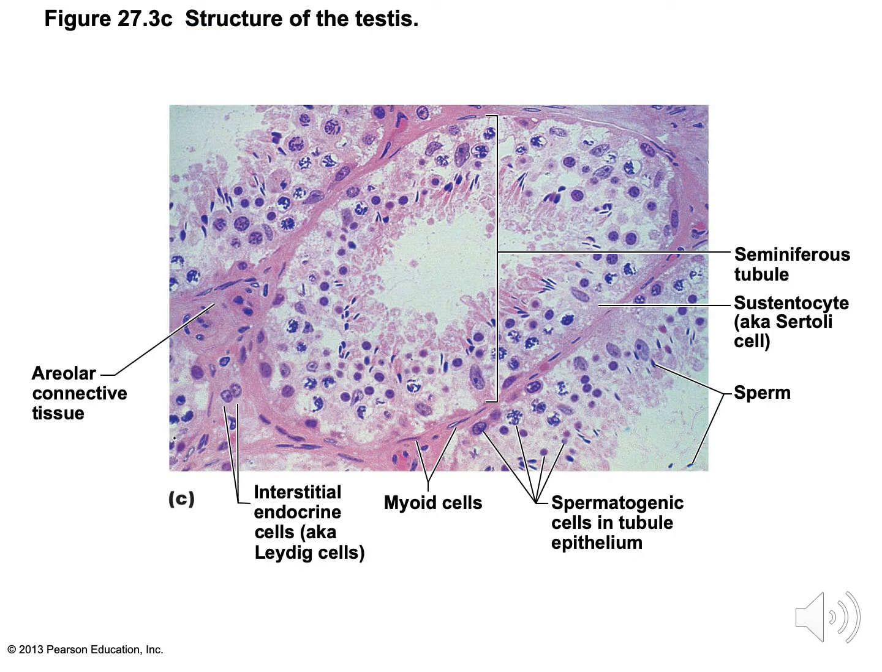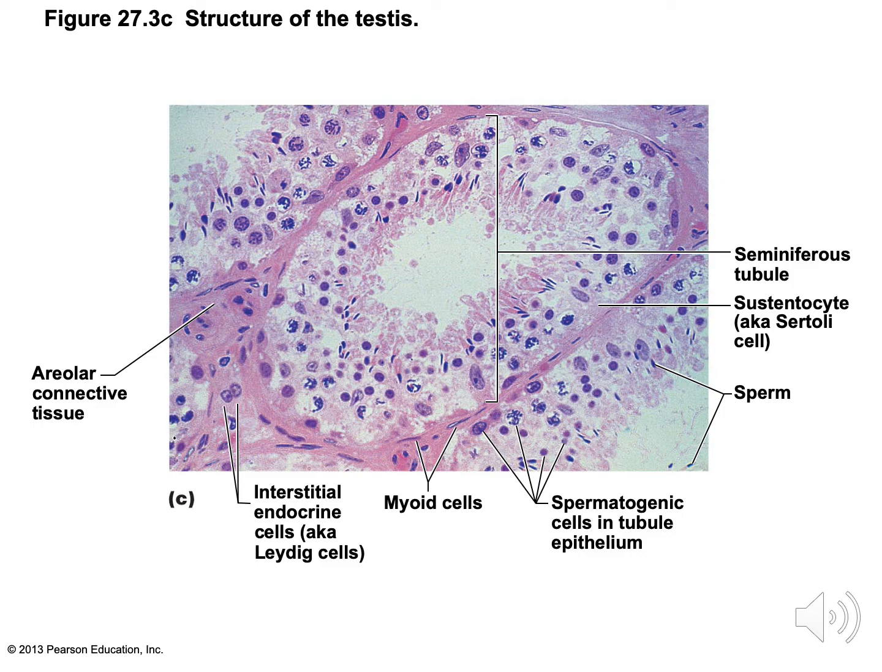Next, I want us to take a look inside of a seminiferous tubule. This would be found inside of the testis, and this is a cross-section of a seminiferous tubule. On the outer rim of those seminiferous tubules, along the outer perimeter, you've got spermatogenic cells. Those are the ones that actually become sperm. And those are going to be found in between cells called Sertoli cells, or they're also called sustentacytes.